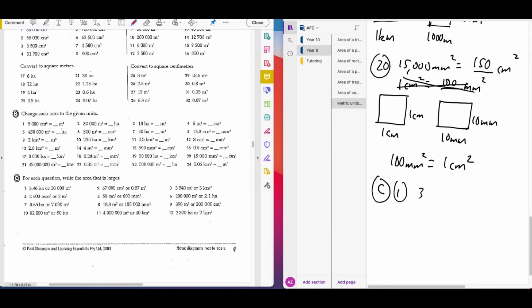Okay, so you have 3.46 hectare or 30,000 square meters, right? Now with these questions, it's always good to try to convert from one unit to another, and I would always convert the bigger unit. So in this case, we know that a hectare is bigger than square meters, so I'm going to convert this into square meters. Okay, so we know that 1 hectare is equal to what? 10,000 square meters. So then how many square meters is 3.46 hectare equal to?